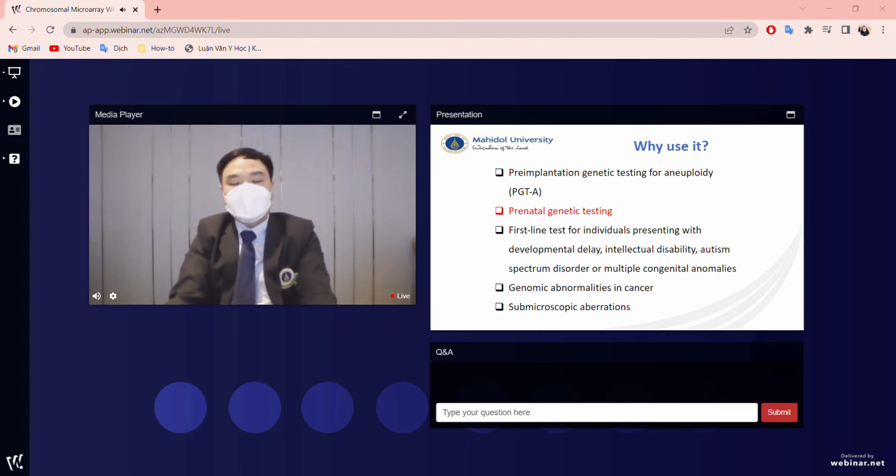CMA is commonly used in clinical situations, for example, pre-implantation genetic testing for aneuploidy, or PGT-A. Prenatal genetic testing is the focus of this presentation. It is a first-line test for individuals presenting with delayed development, intellectual disabilities, autism spectrum disorder, or multiple congenital anomalies. It is also used for genomic abnormality in cancer. In addition, it can identify submicroscopic aberrations such as small supernumerary chromosomes.